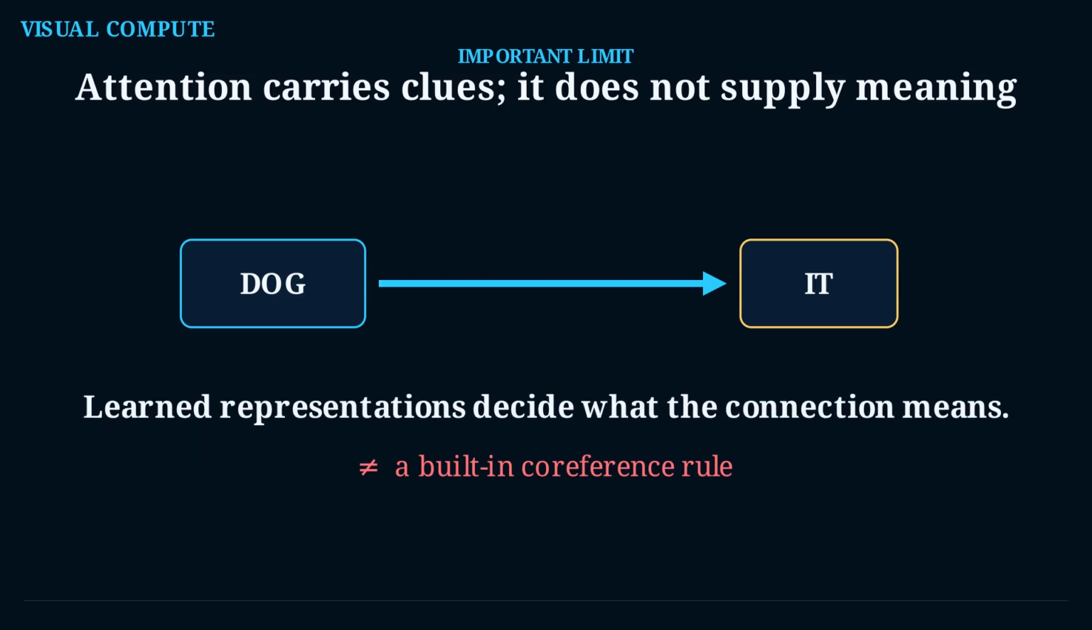Attention can help carry information from "dog" toward "it," but scaling will not solve the pronoun by itself. The model still has to learn useful representations from data. Keep that distinction in view.